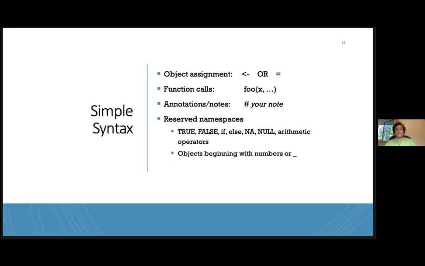A couple of important things to know is that R has what's referred to as reserved namespaces. So you can never assign an object any of the names that are listed in that first sub bullet point. And you should also know that you can never name an object that begins with an actual number or begins with the underscore. R won't be happy about it.